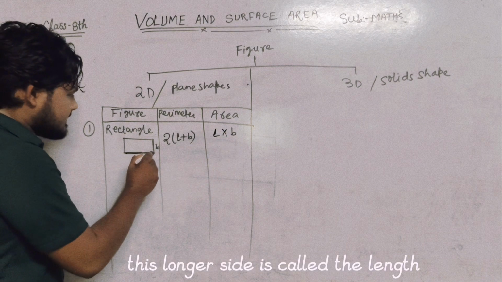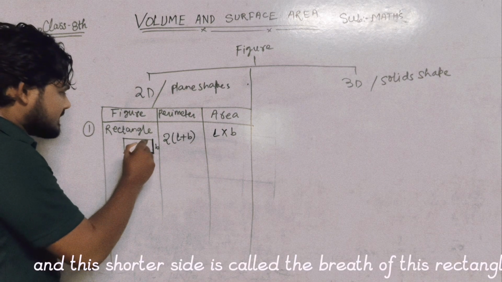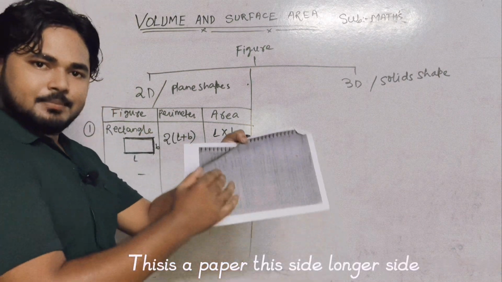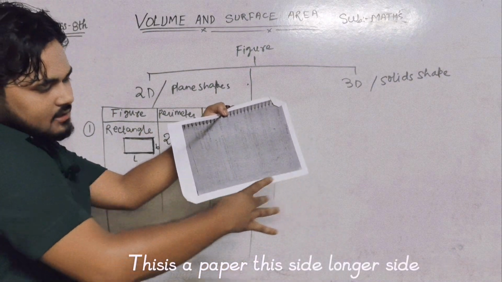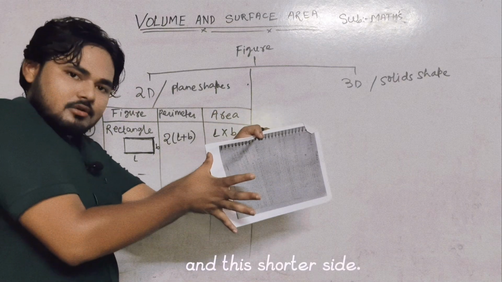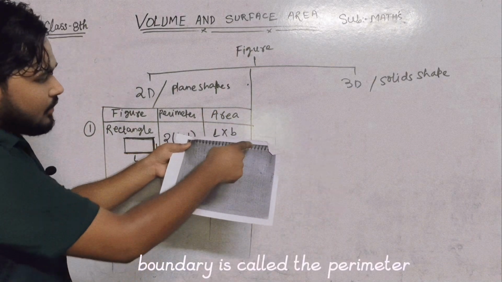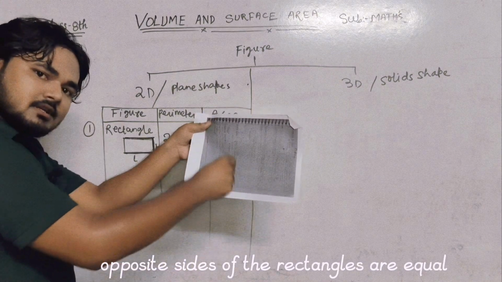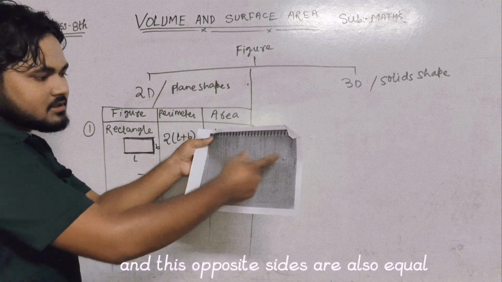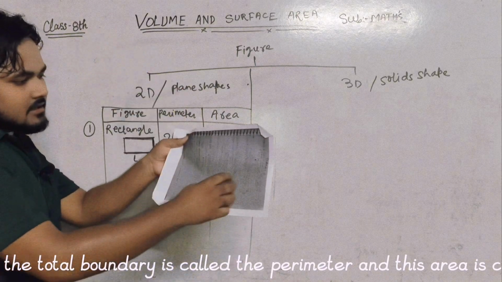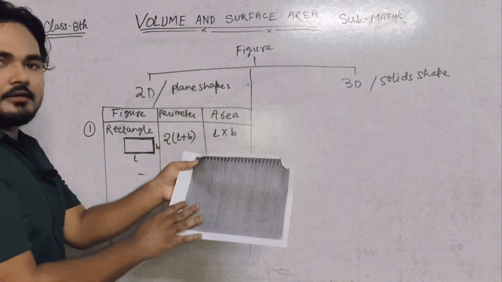This longer side is called the length and this shorter side is called the breadth of this rectangle. This is a paper. This longer side is the length, and this shorter side is the breadth. And this boundary is called the perimeter. Opposite sides of the rectangle are equal, and these opposite sides are also equal. The total boundary is called the perimeter and this is the area.